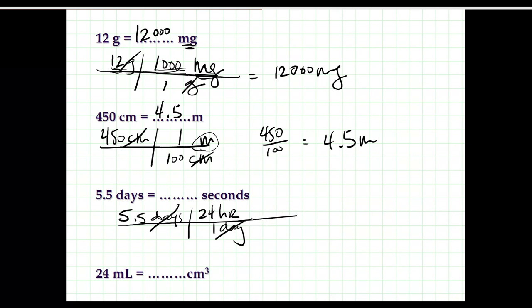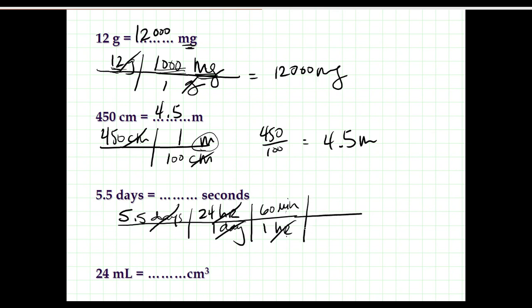I have hours. I don't want hours. I want seconds. I happen to know that there are 60 minutes in 1 hour. Hours on top, hours on bottom, cancel out. I have minutes. I want seconds. I'm just going to tack on one more fraction. I know that there are 60 seconds in 1 minute. Minutes on top and minutes on bottom cancel out. I'm left with my only unit label of seconds, which is good because that's what I'm trying to find.